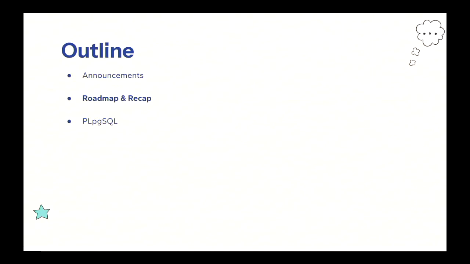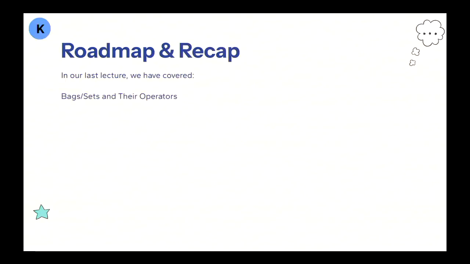And now let's have a quick recap of what we have learned. In our last lecture, we have covered bags, sets, and their operators. So first, what's the difference between the concept of bags and sets? What's the conceptual difference here? Sets don't allow duplicates, and bags allow duplicates. Most of the time, the result of a select is a bag, because there are duplicated data entries inside the results. So that's a conceptual difference.